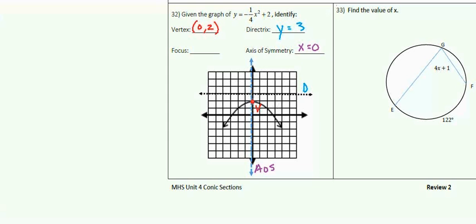So in this case, since the directrix is 1 unit above the vertex, then the focus is going to be exactly 1 unit below the vertex. In this case, our focus then will be at 0, 1. I'll put a point right here to show you there is where our focus is going to be. I'll label that as F. So our focus is going to be at 0, 1.